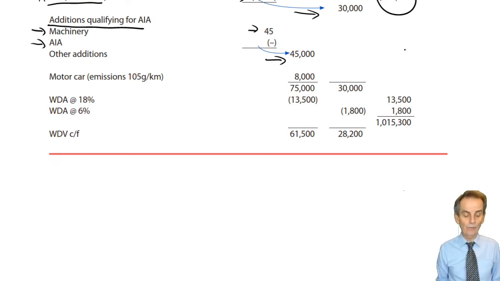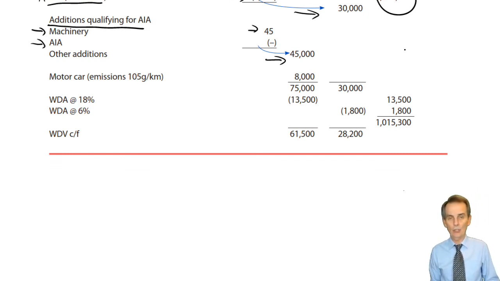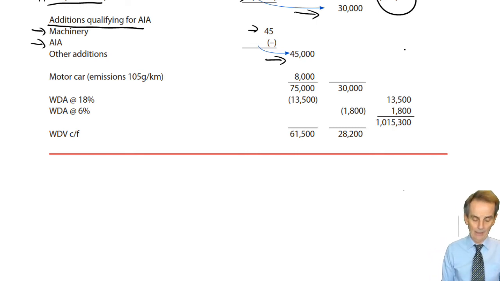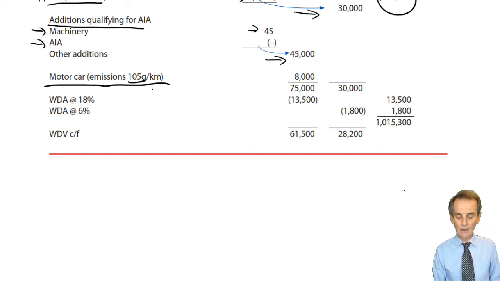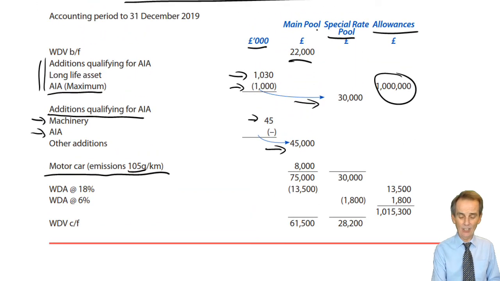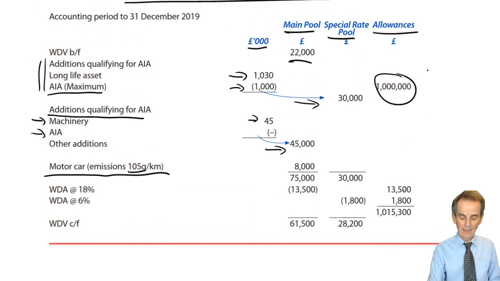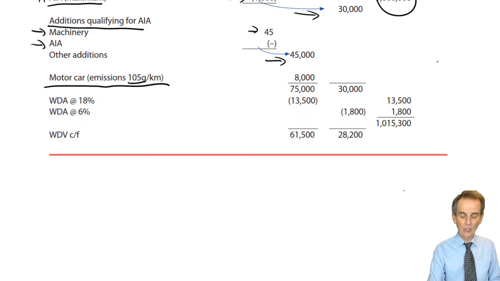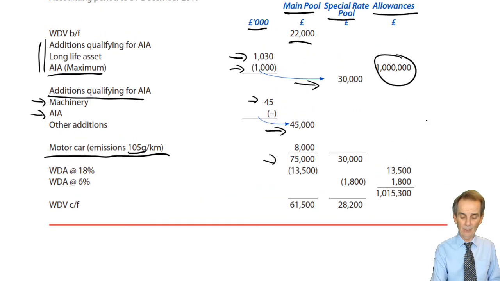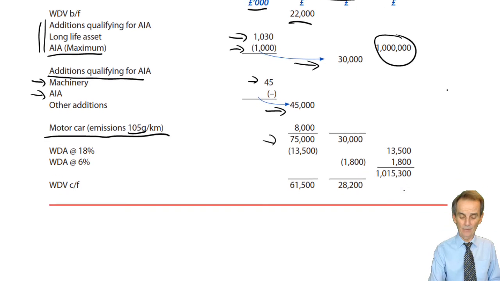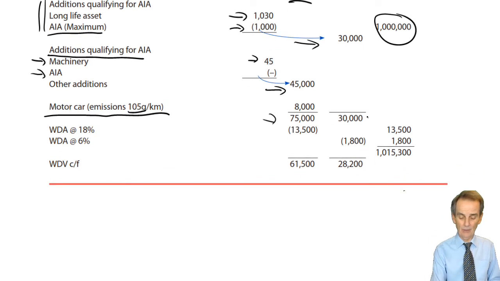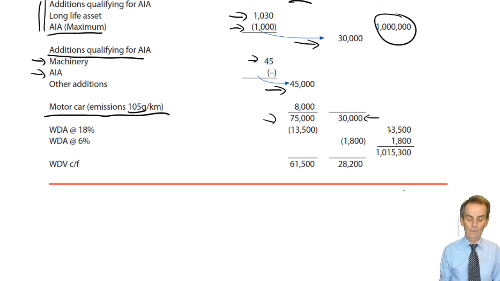There is then, of course, one further addition to deal with, additions that do not qualify for AIA, and that was the motor car. Its emissions were 105, which means it doesn't exceed 110, so it will be allocated again to this main pool. In it goes, get our revised total on our main pool. That hopefully comes to 75,000 there, 22, 67, yeah, 75,000. And we've got, of course, the £30,000 still on the special rate pool.